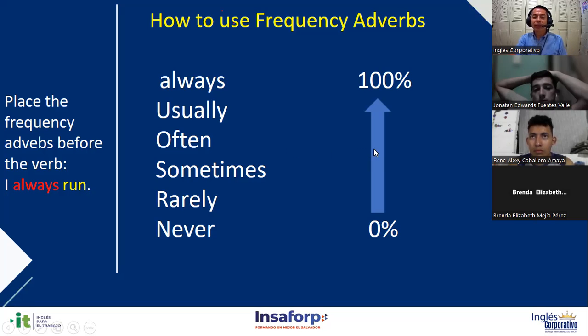Often, con frecuencia. Sometimes, sometimes es como un 40. Sometimes, algunas veces. So, always es siempre, usually, usualmente. Often es frecuentemente. Sometimes, algunas veces. Then, rarely. I rarely clean the house. Yo raramente limpio la casa. I never clean the house. Nunca limpio la casa. Okay?